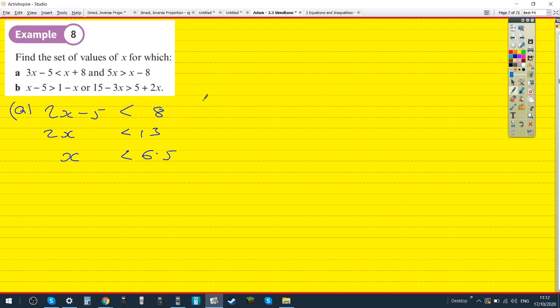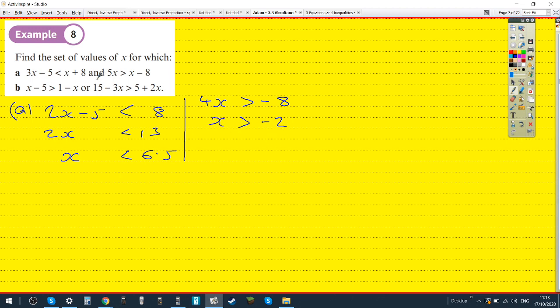And then we need to work out the other one as well. So first we minus x on both sides. Should be 4x is greater than minus 8. And then we divide by 4 on both sides. So minus 8 divided by 4 is minus 2. So yeah, the sign stayed the same, it wouldn't get flipped. And so x is greater than minus 2.